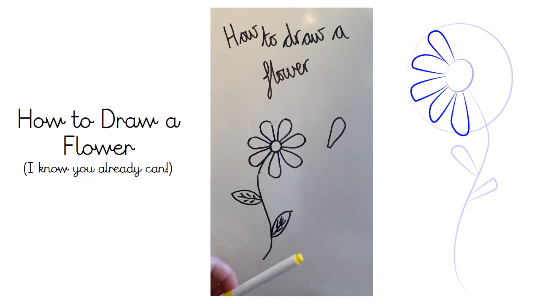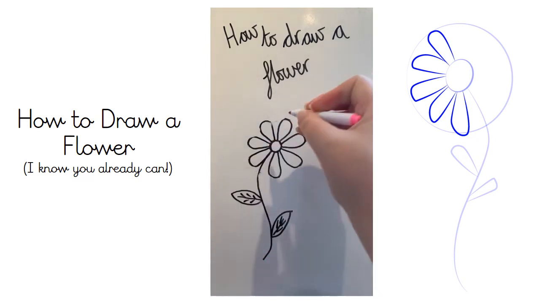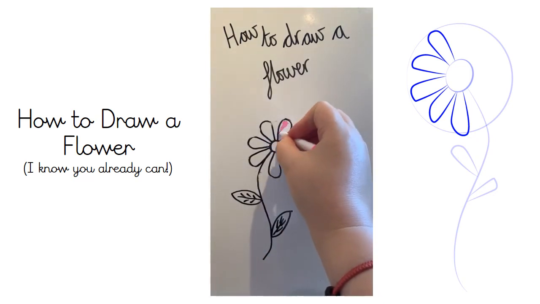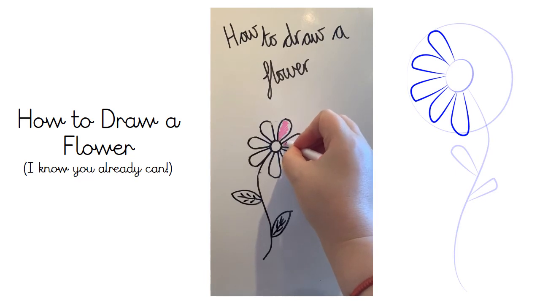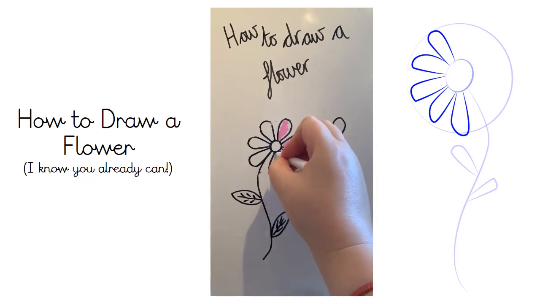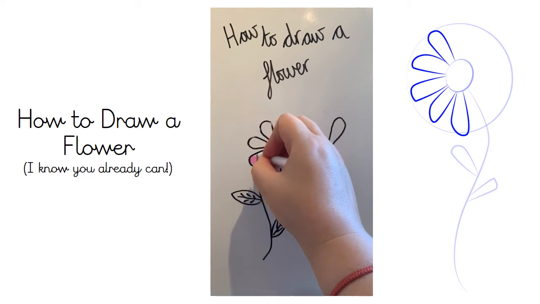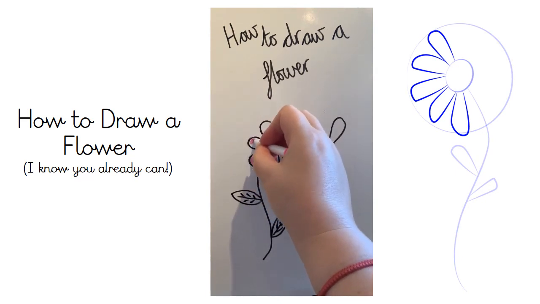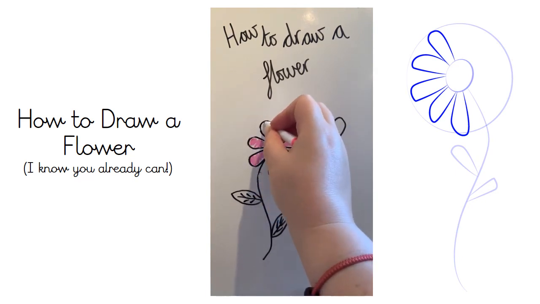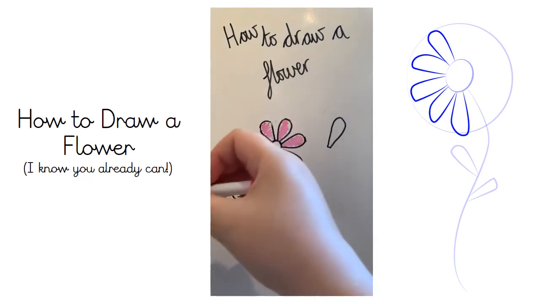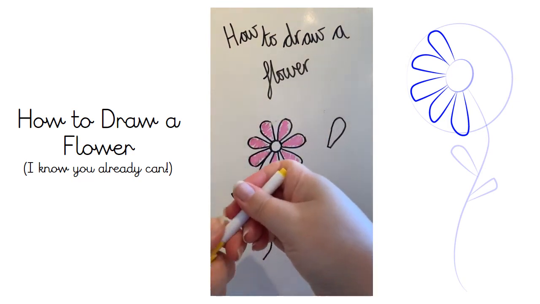If I coloured it in, I might colour the petals in pink. Obviously, I'm doing this really, really quickly, and there's lots of white marks. But when you colour, see if you can get it all the way to the edges, so you don't leave any white gaps. Okay, and I might colour them a little bit in yellow.